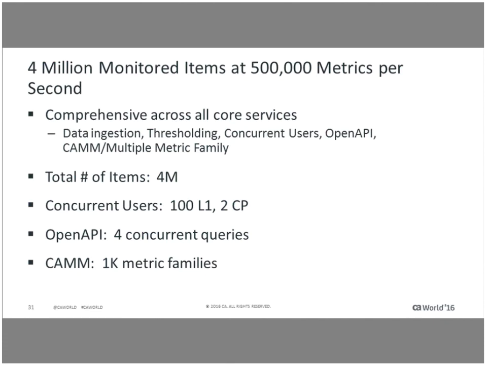This works across all core services of the product. Again, concurrency, open API. When we scale, we're scaling everything. We're not just trying to get ahead in a certain area. So 4 million items. We're looking at concurrent users. We test regularly with 100 operators on PC, as well as doing concurrent API queries at the same time. We really like to hammer the system. And for CAM, we're doing testing up to 1,000 metric families within CAM as well. So again, really providing a wide net across what we believe the necessary scale is to exceed in the environments our customers are looking to manage.